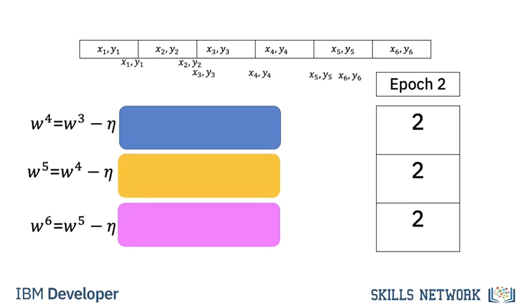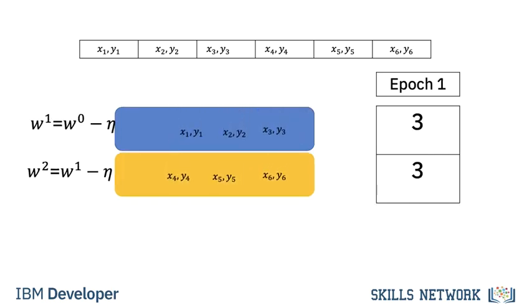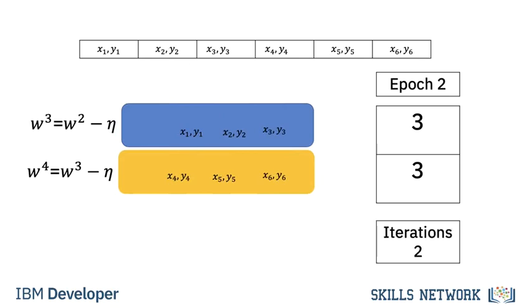For the second epoch, it will also take 3 iterations. In this case, our batch size is 2. It only takes 2 iterations to complete one epoch. For the second epoch, it also takes 2 iterations. Let's see how we can determine the number of iterations for different batch sizes and epochs.